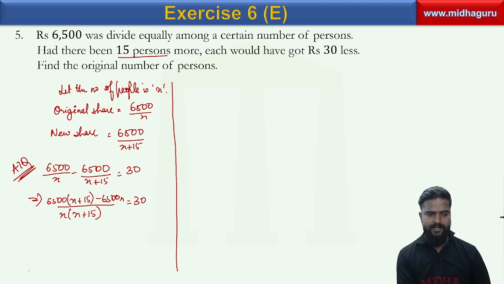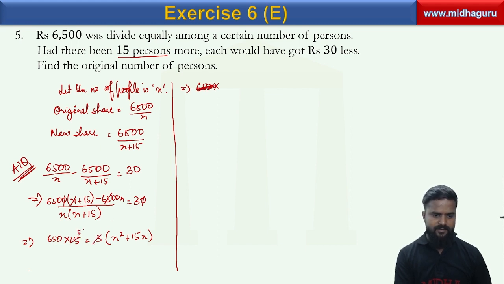So when I open this bracket here, I get 6,500x. So I'll cancel out x since this is minus 6,500x. I cut off this 0 here and nothing else happens. So now I have the equation 650 into 15 is equal to, I'll multiply the down terms here, it will get x square plus 15x. So we have 650 into 5 will be 3,250, which is equal to x square plus 15x.